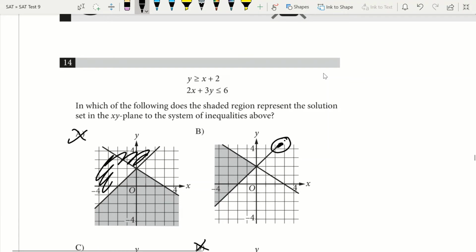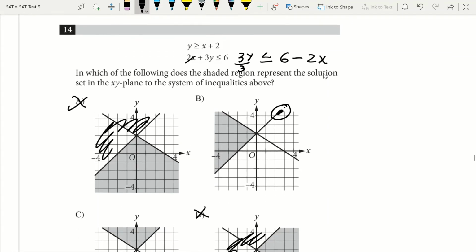So now we go ahead and move on to our next equation, and I'm going to put this one in slope-intercept form as well so it's easier to mark. So we're going to subtract 2x from each side. When we do that, we get 3y is less than or equal to 6 minus 2x. All right, now we're going to divide each side by 3 to isolate y. And we see we're going to have a y-intercept of 2, and we're going to have that minus 2/3 x. So y must be less than or equal to 2 minus 2/3 x. So we're going to go ahead and find the y-intercept of 2.